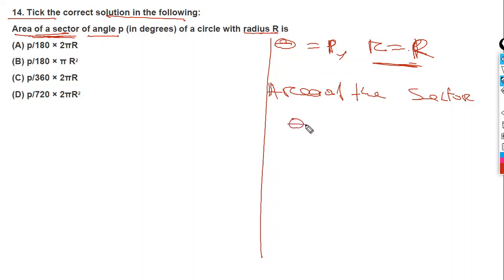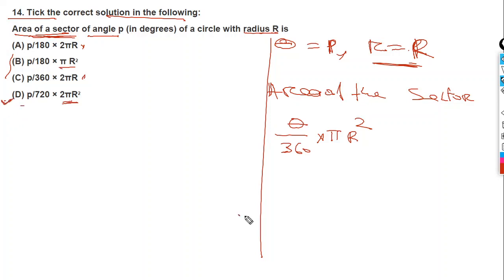You know that area of the sector is theta by 360 into pi r square. Now we can check the options. Theta by 360 into pi r square, theta by 360. Okay, there is no theta by 360 into 2 pi r. Here pi r square, here also pi r square, so 2 pi r square, here pi r square, P by 720. It looks like this will be the answer.